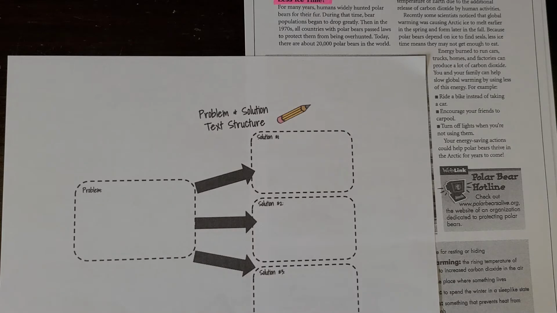Global warming is the gradual rising temperature of the Earth due to the additional release of carbon dioxide by human activities. Recently, some scientists noticed that global warming was causing Arctic ice to melt earlier in the spring and form later in the fall. Because polar bears depend on ice to find seals, less ice time means they may not get enough to eat. Energy burned to run cars, trucks, homes, and factories can produce a lot of carbon dioxide.